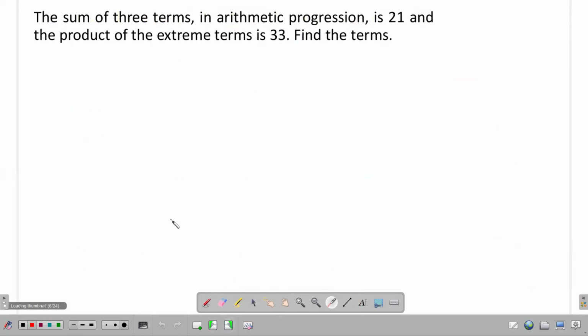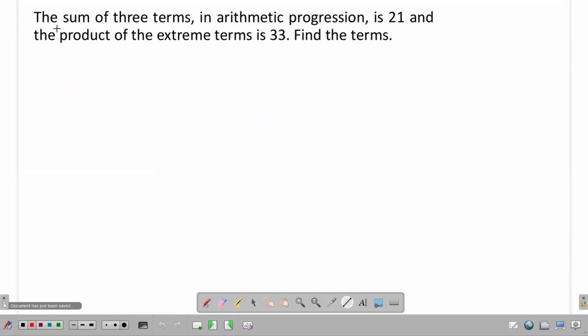Let us now consider the next question here. It is given that the sum of 3 terms in arithmetic progression is 21, and the product of the extreme terms, that is, among the 3, the product of the first term and the third term, is 33. You are asked to find those 3 terms.